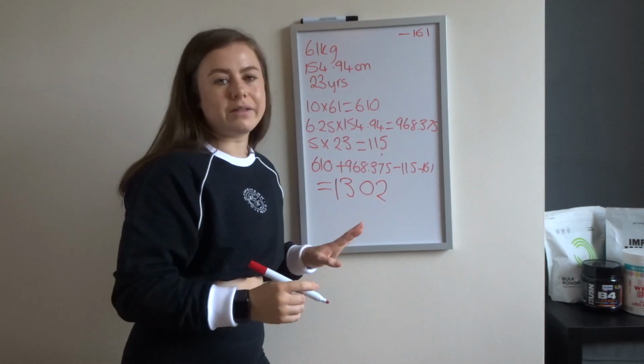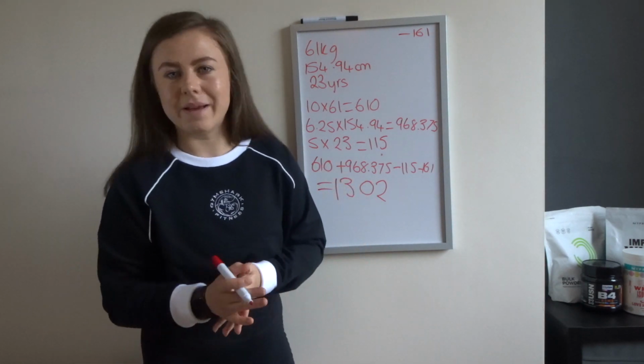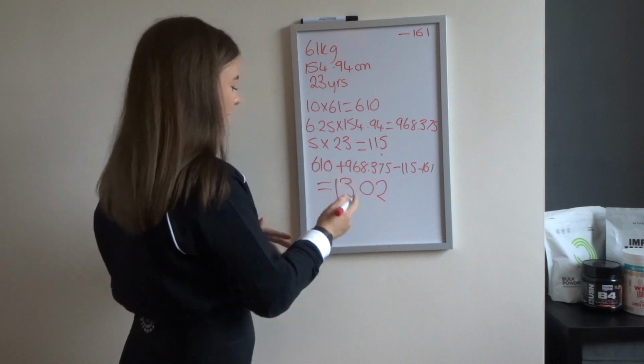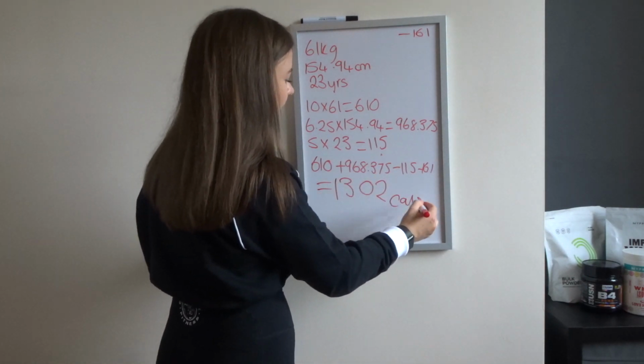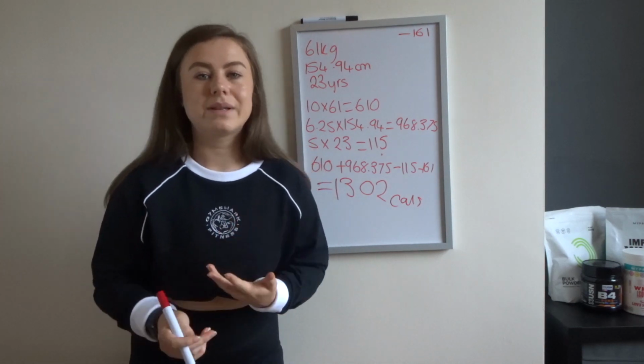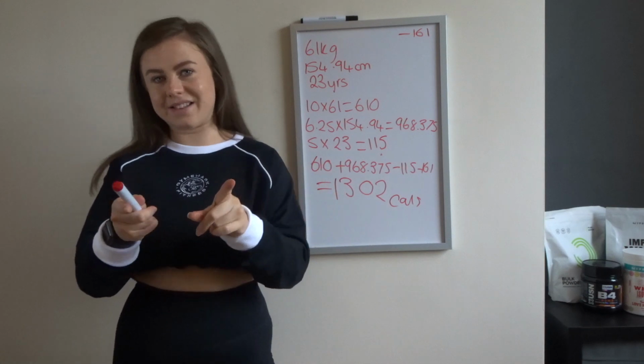1302. I have rounded this to the nearest calorie just because obviously decimals get in the way and they make everything confusing for everyone. So this is 1302 calories. That's how much I burn if I was to lay in bed all day. That is my basal metabolic rate. So that's the first step.